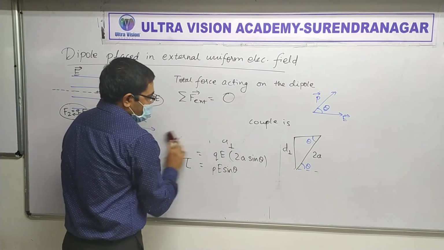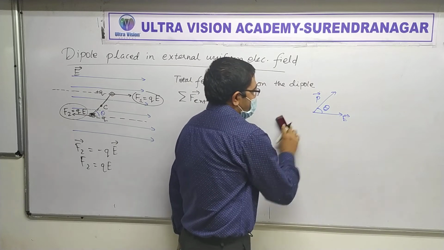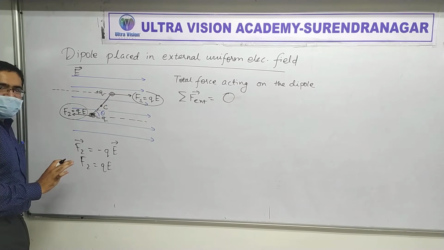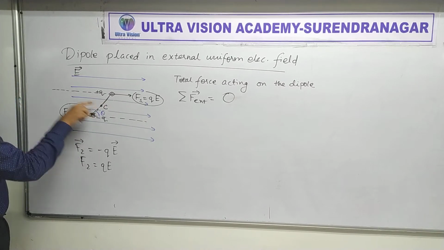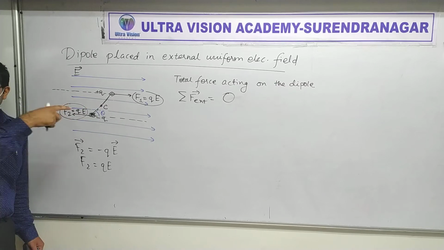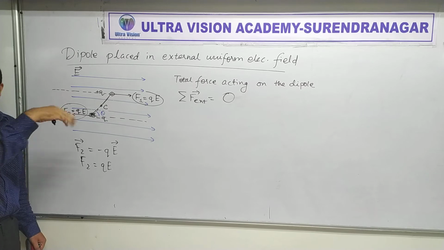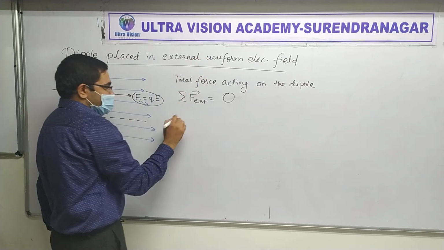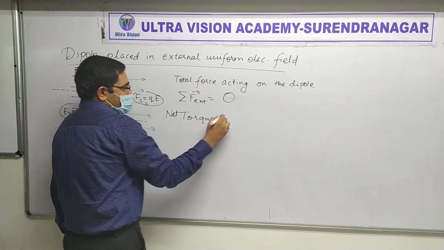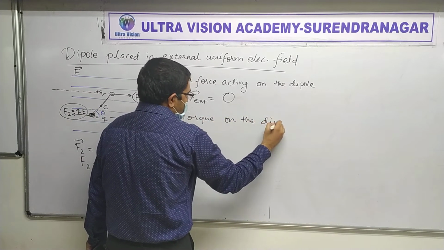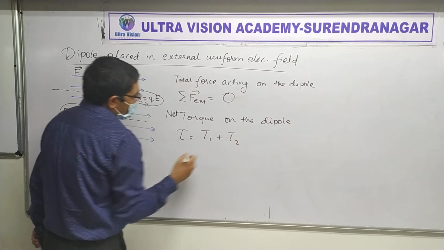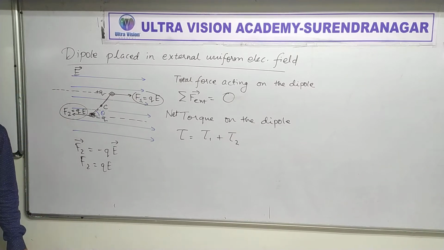If you don't know this formula, no problem. You can find torques individually. So there are 2 torques, yes or no? Both the torques are going to be clockwise. What if both the torques are clockwise? We have done such things in rotational motion many times. So the net torque on the dipole is tau equal to tau 1 plus tau 2. Both the torques are in the same direction, that's why adding.